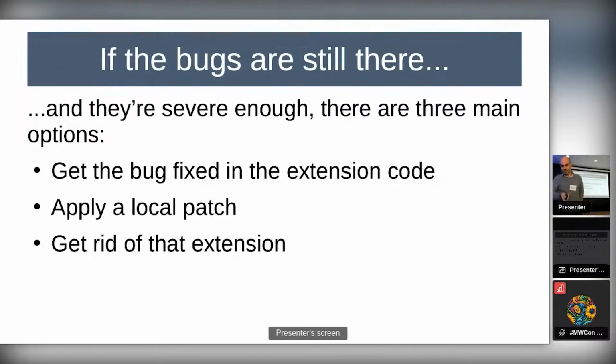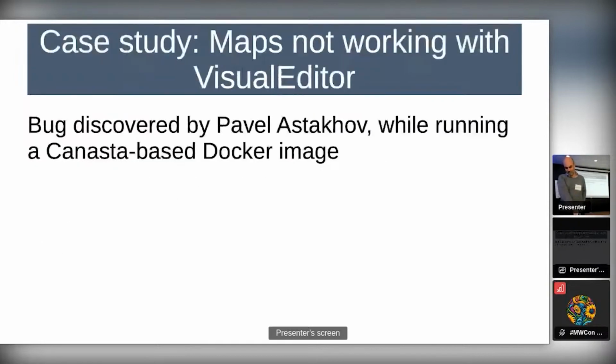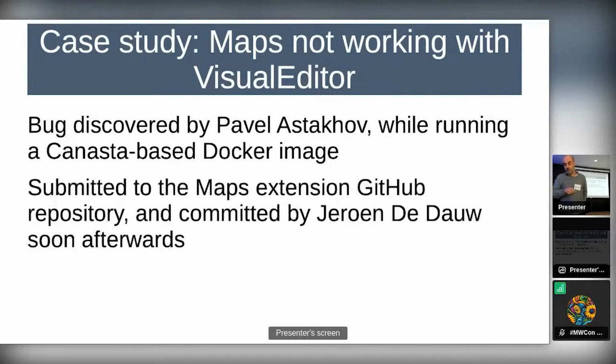This isn't terribly mind-blowing stuff. So this happened for us with Canasta. I'm sure Pavel Astakhov will be surprised that I'm name-checking him twice in one talk. But they were running a Canasta-based Docker image. He discovered a bug in the Maps extension. It wasn't working with Visual Editor. A fix was submitted to the Maps extension and committed by Yaron right afterwards.